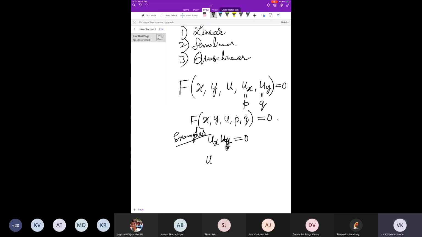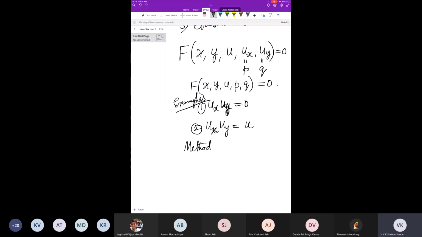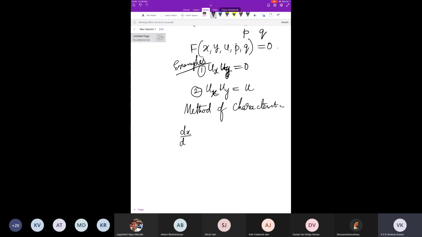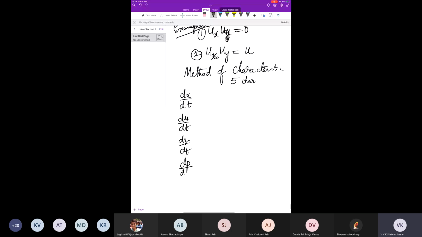And so on. Here also we will have a method of characteristics. So what are the characteristic equations? Instead of 3 equations, we'll have 5 characteristic equations: dx by dt, dy by dt, dz by dt, dp by dt, and dq by dt. Okay.